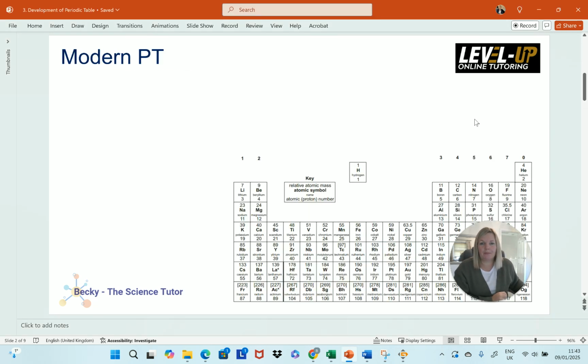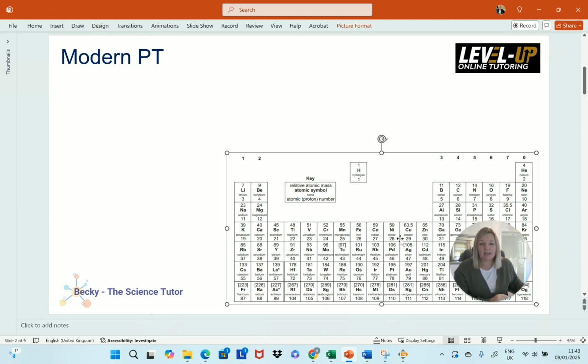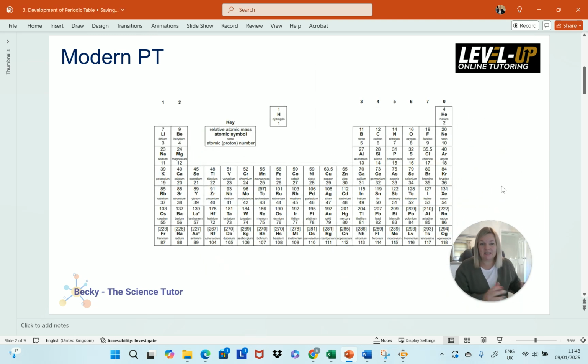Okay, let's jump in. So here's our modern periodic table, and in our modern periodic table we can get lots of information from this. We can very easily identify where the metals and the non-metals are. We've got the group numbers, so we've got our columns that are groups. We've got group 1, 2, 3, 4, 5, 6, 7, 0. I know straight away looking at the periodic table that in group 1 the elements in there are all metals, they're reactive, they've got one electron in the outside shell.